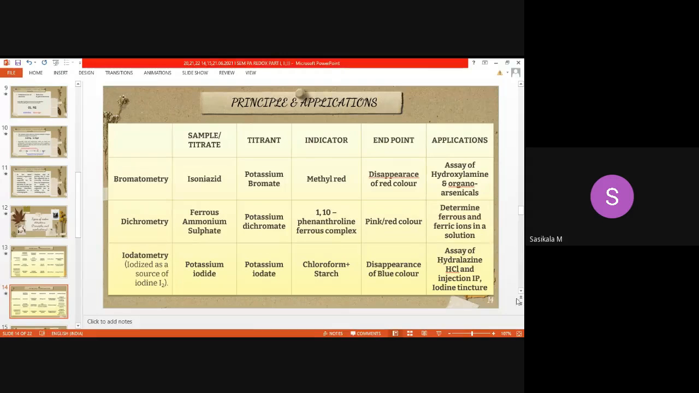An example is the assay of hydralazine hydrochloride and its injection IP. Then iodine tinctures, weak iodine tincture, and aqueous iodine solutions can all be analyzed by iodotometry.